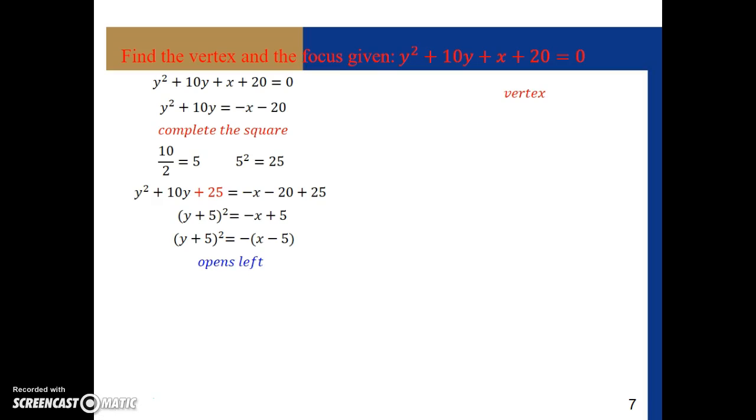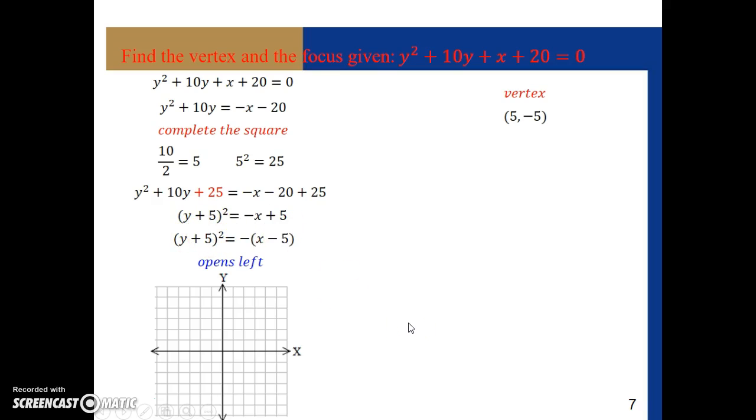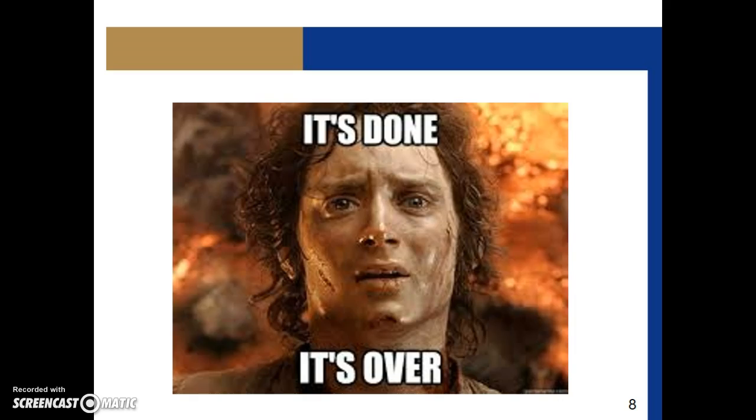We know that it opens left because of that negative sign. The vertex is right there in front of us. It is (5, -5). We know that -4a equals -1. So 1 equals 4a, a equals 1/4. The focus, which is going to be inside our parabola, is going to be a distance of a to the left of our vertex point, where the directrix is a distance of a to the right of our vertex point. And so there we have it. There's the focus.